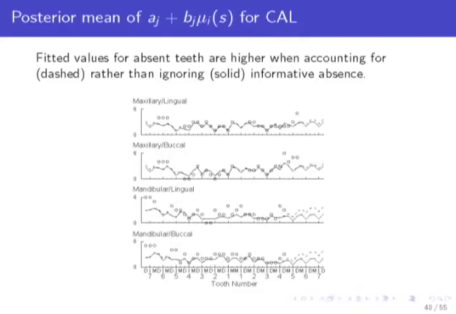Now these plots are probably the most interesting set of plots. Here I'm plotting the posterior mean of a_ij and b_ij, mu_ij for CAL. Again it has the same meaning: mandibular lingual, maxillary buccal, and you have 42 sites for each of these panels. The numbers in dots are the true values for CAL, and the lines are the estimated ones, like the posterior, the fitted ones.